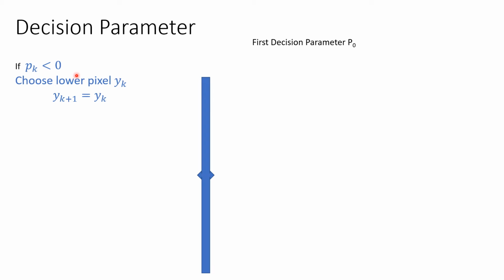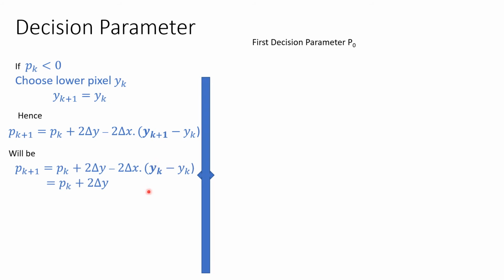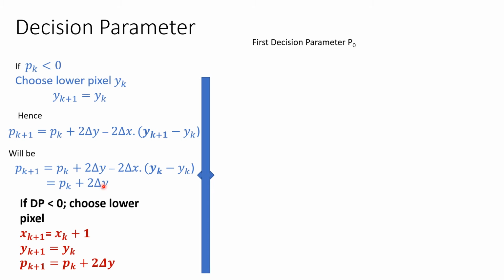If pk is less than 0, then we choose a lower pixel, and the lower pixel is given by yk. Now let us see what the next decision parameter equation becomes. This yk plus 1 is now yk. As soon as we substitute yk over here, it gets cancelled out and this term reduces to 0. And we have this as an equation.